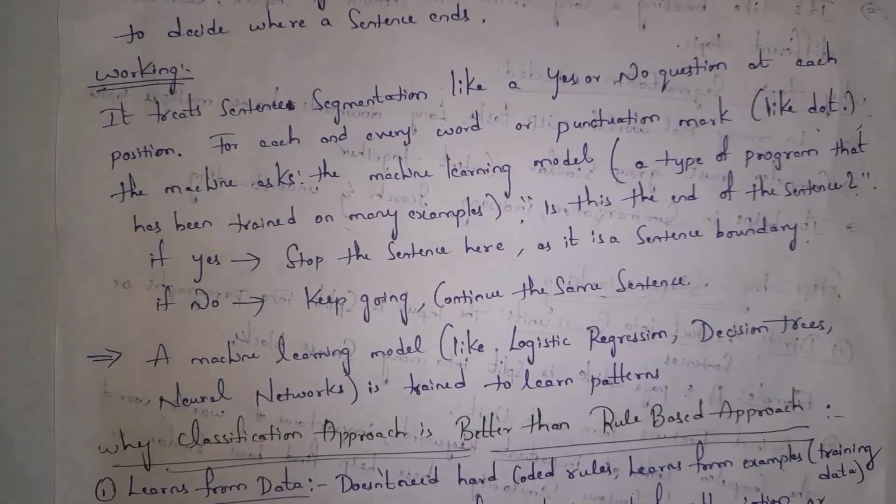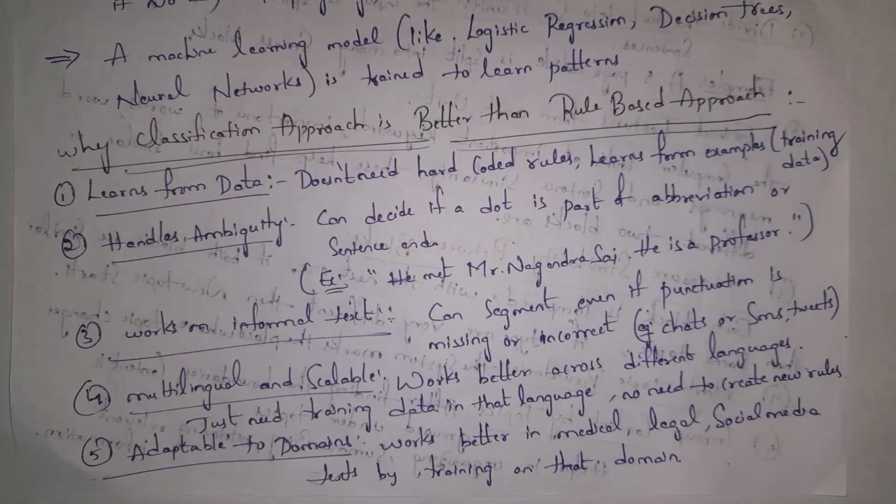So in the classification based approach, whenever we give any paragraph, the NLP model will treat sentence segmentation like a yes or no question. So whenever the NLP model finds any punctuation mark, by using various kinds of examples and models, it will decide whether it is the end of a sentence or not. If yes, it is considered a sentence boundary, or else if it is no, the NLP model will consider it as the same sentence and will continue reading. In the classification based approach, we will use machine learning models like logistic regression, decision tree, neural networks in order to train our model. Next I will explain why the classification based approach is better than the rule based approach.